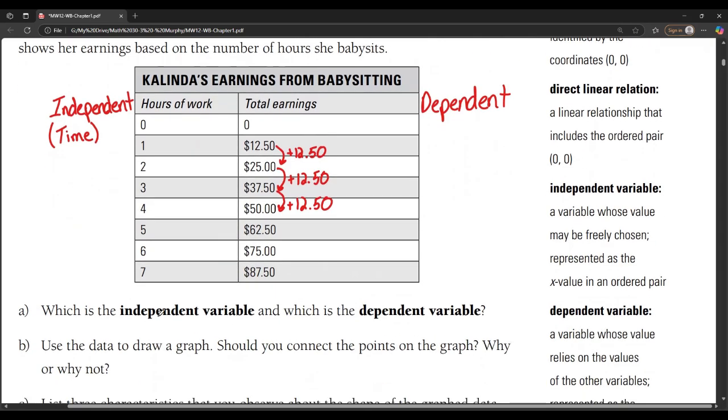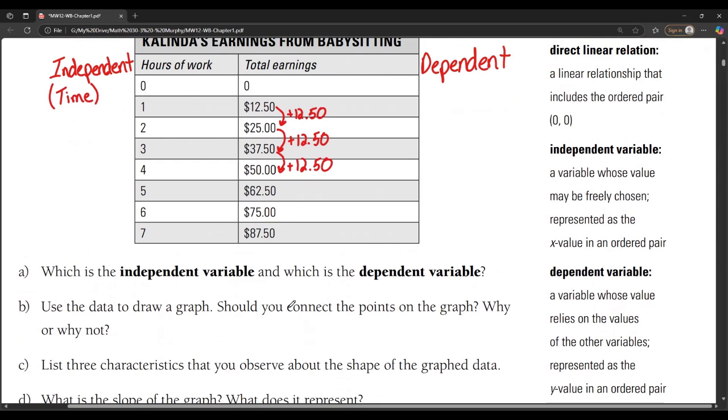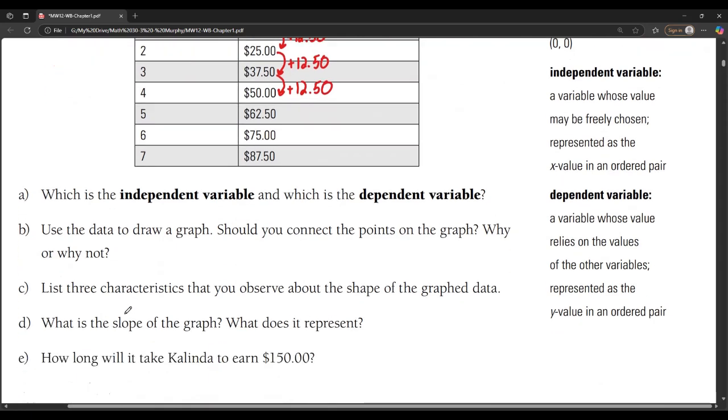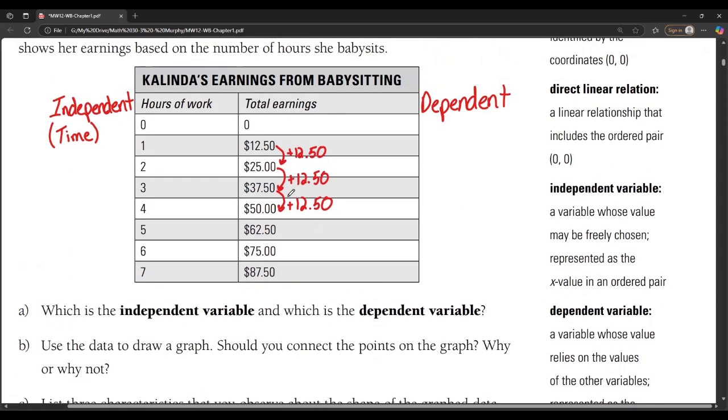So for A, we're going to answer a couple questions here. A, what is the independent variable and which is the dependent? And then we're going to use the data to draw a graph. B, should you connect the points on the graph? Why or why not? C, list 3 characteristics that you observe about the shape of the graph data. That's going to be, is it a straight line or a curved line? D, what is the slope of the graph and what does it represent? And how long will it take Kalinda to earn $150? So you can use your data to figure that out.